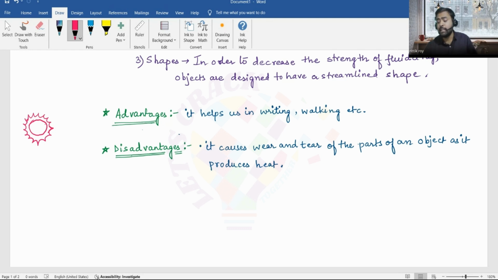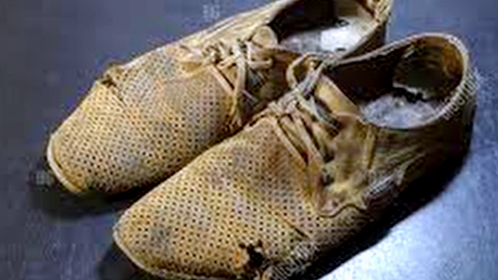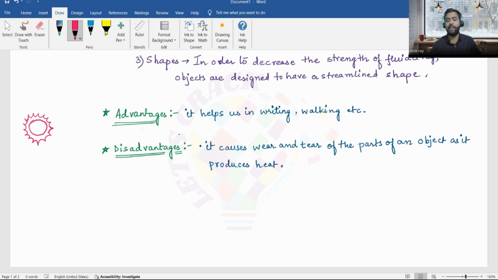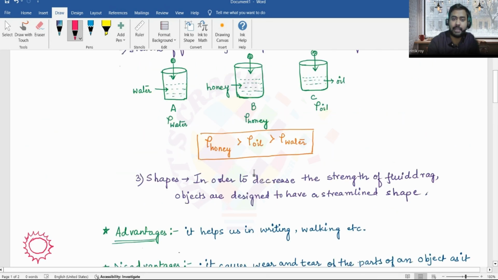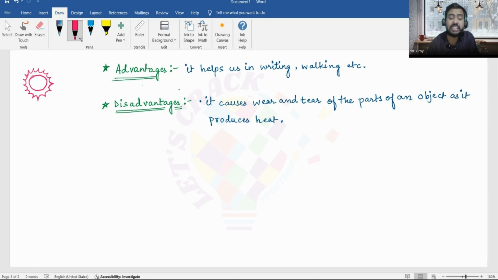Same thing happens: the soles of our shoes wear off. Okay, why do they wear off? Because when we continuously wear the shoes and walk, the soles keep rubbing against the road, and because of that rubbing it generates heat, and because of that heat it destroys the sole, so the soles of our shoes wear off. Got it? Okay, now the next thing that we'll be studying is how we can increase friction.